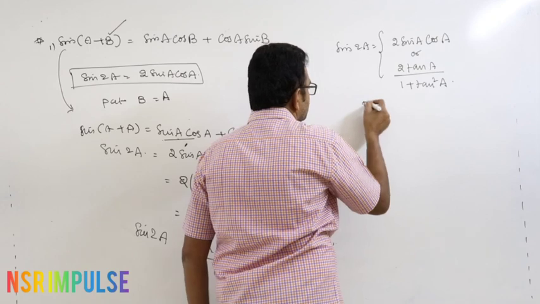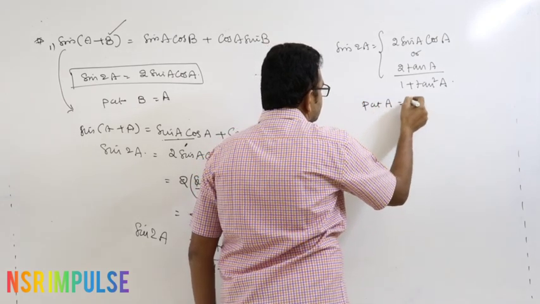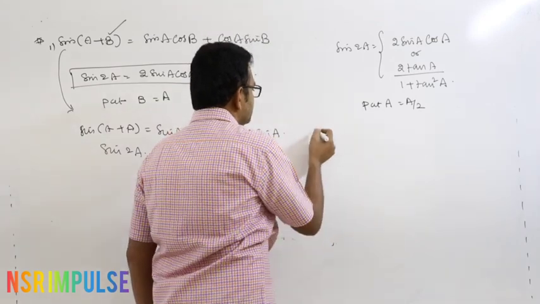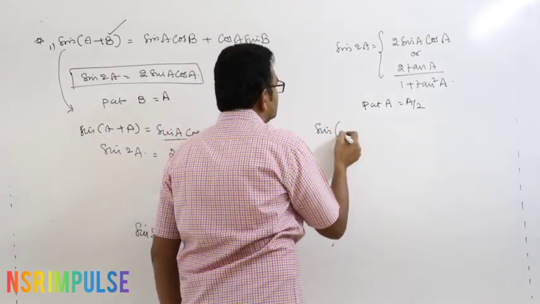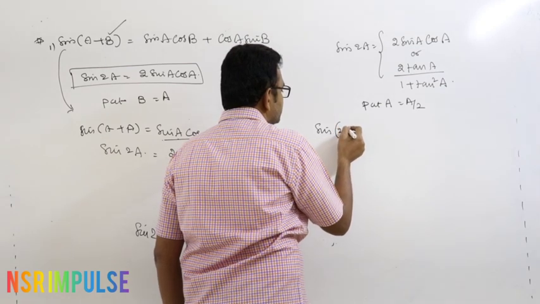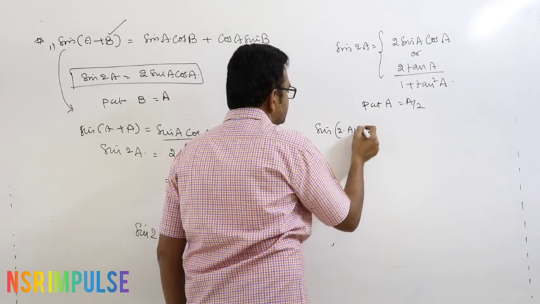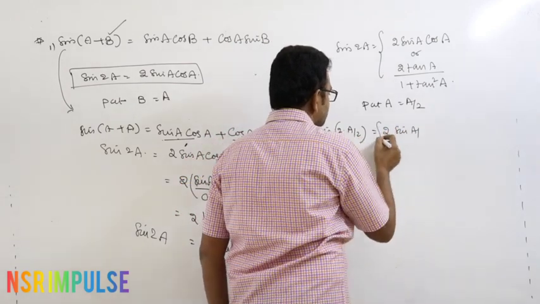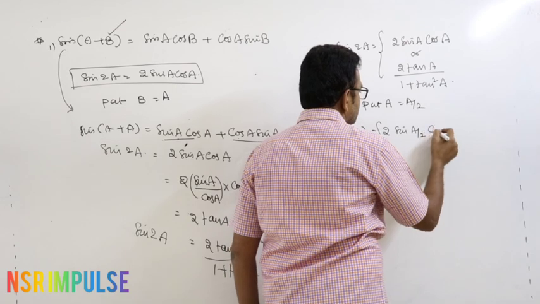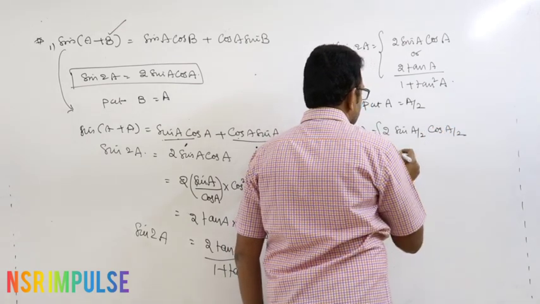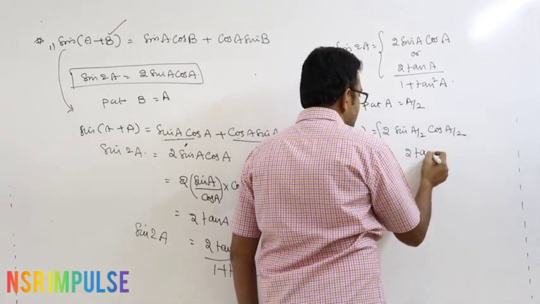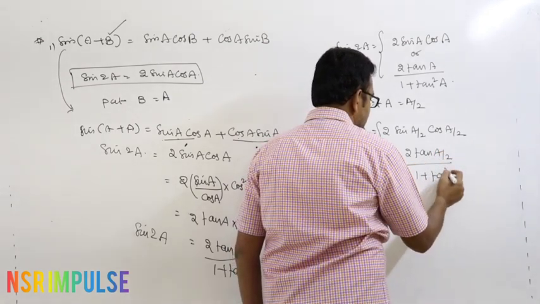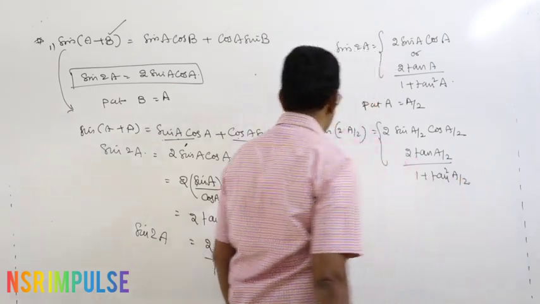In the above formula, put a equal to a by 2. Therefore, sin of 2 into a by 2 is equal to 2 sin a by 2 cos a by 2, or 2 tan a by 2 by 1 plus tan square a by 2.